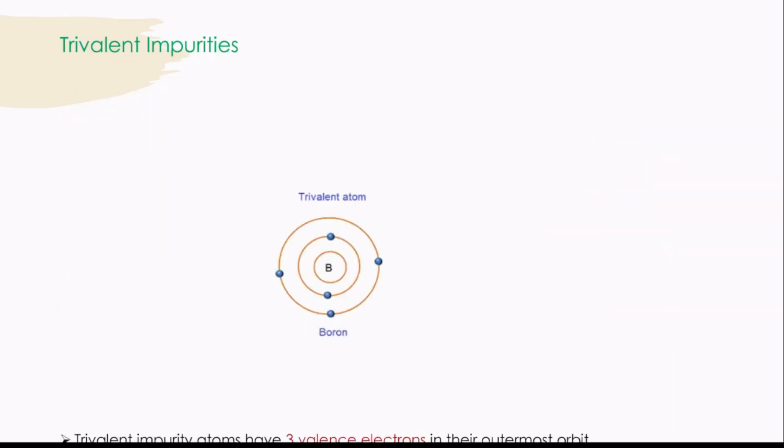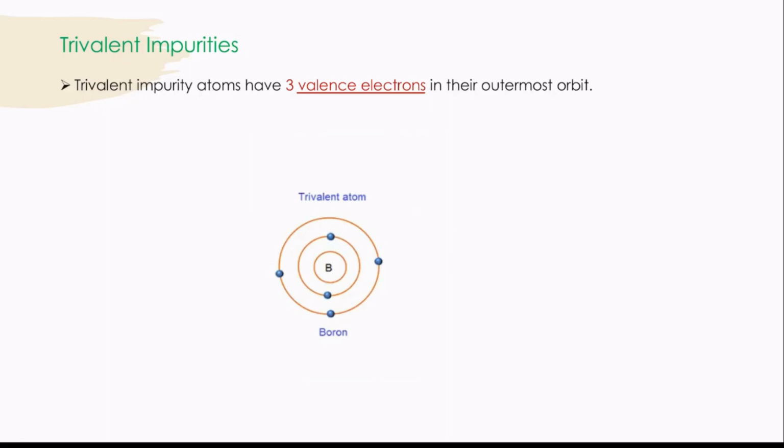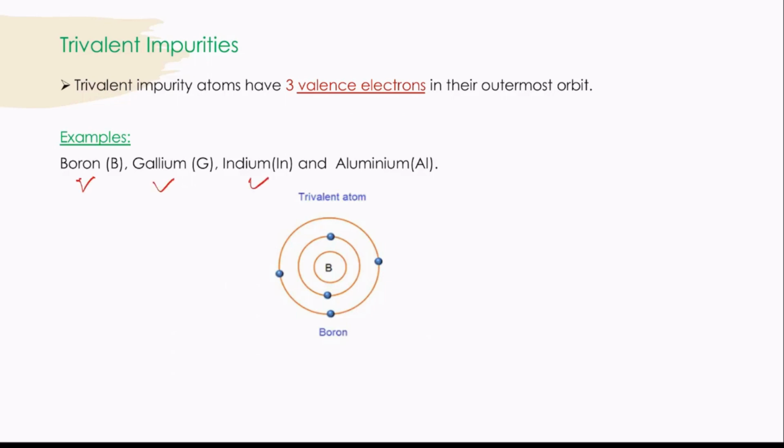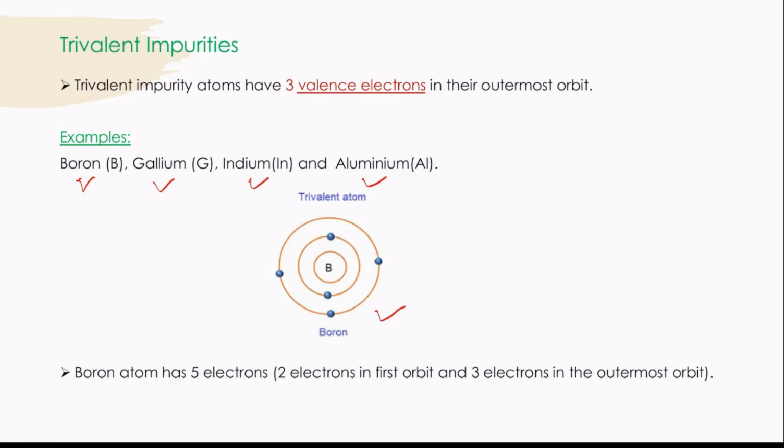Next is trivalent impurities. The trivalent impurity atom has 3 valence electrons in its outermost orbit, and the best examples for the trivalent impurity are boron, gallium, indium and aluminium. Now if you see here, this is the atomic structure for boron. The boron atom has 5 electrons and they are arranged in the shells as 2 electrons in the first orbit and 3 electrons in the outermost orbit. In this figure, we can see that the first orbit is filled with 2 electrons and the second orbit, that is the outermost orbit, is filled with 3 electrons. That's why it is called a trivalent impurity atom.